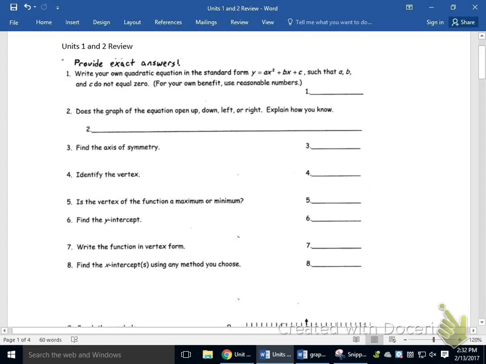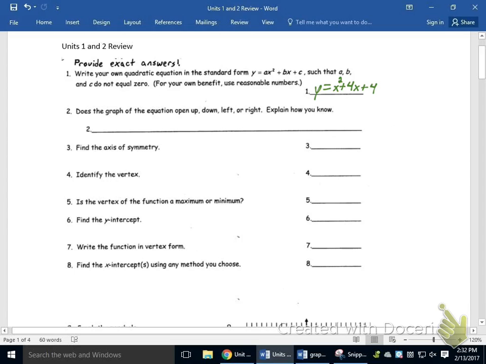So tomorrow, whenever you take the test, I'm going to be expecting you to make your own function. It cannot be the function that I'm about to use right here. I'm using y equals 1x squared plus 4x plus 4. You can use anything other than that because that's the one I'm showing on the review. I'll make note of that on the test.